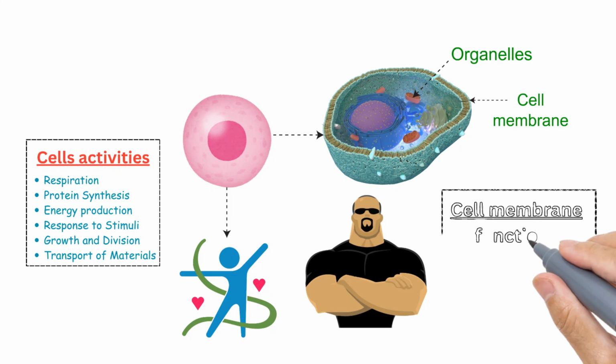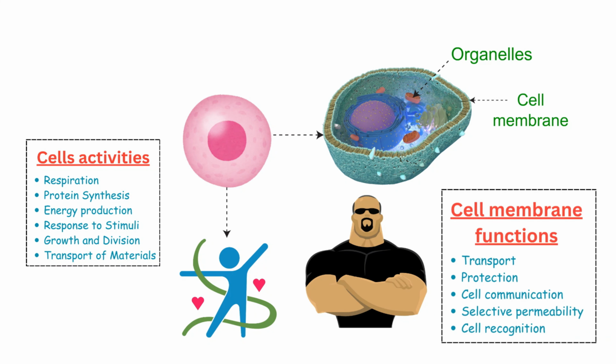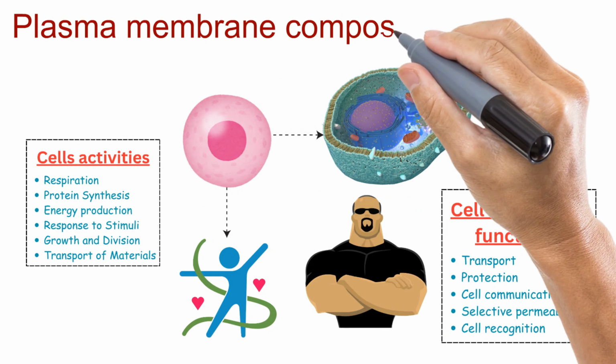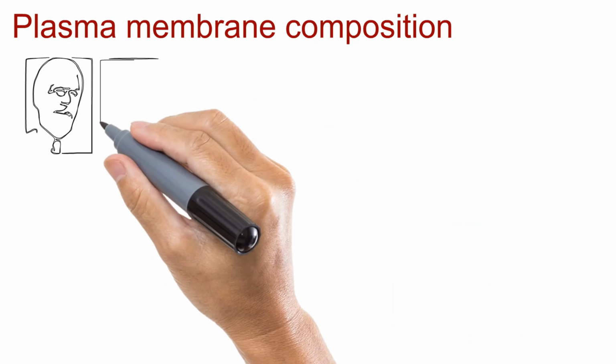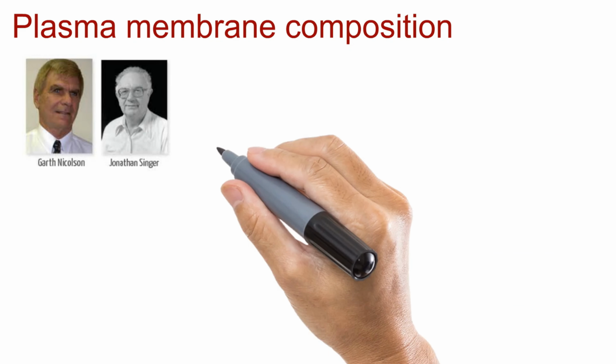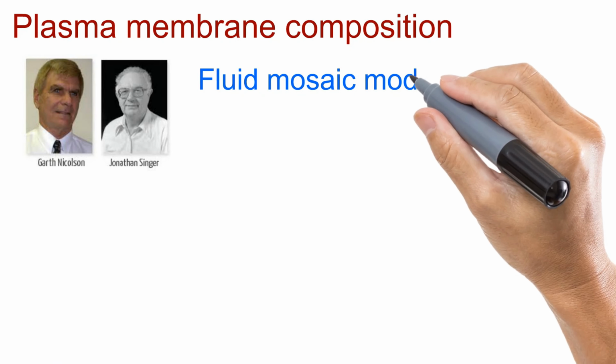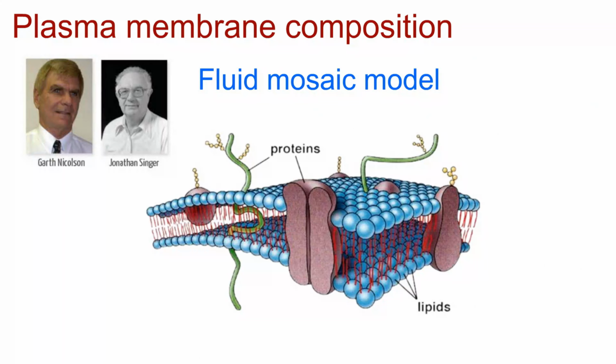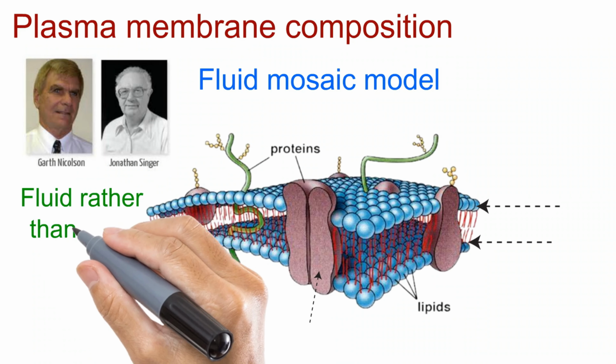It performs many vital functions, so today, let's take a closer look and understand the composition and structure of this remarkable barrier. In 1972, scientists S. Jonathan Singer and Garth Nicolson proposed the Fluid Mosaic Model of the cell membrane. According to this model, the membrane is made up of a double layer of phospholipids with proteins embedded within it, and it is fluid rather than solid.